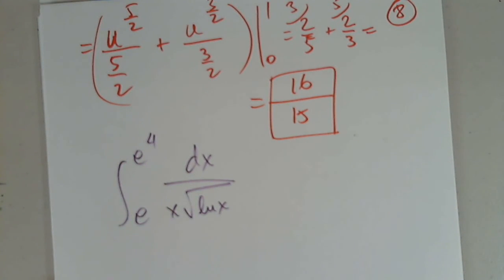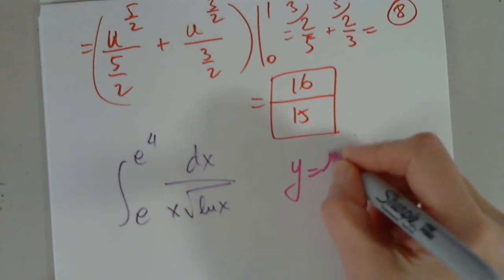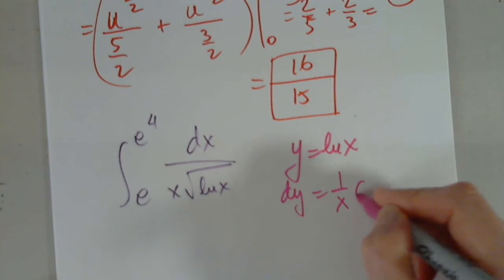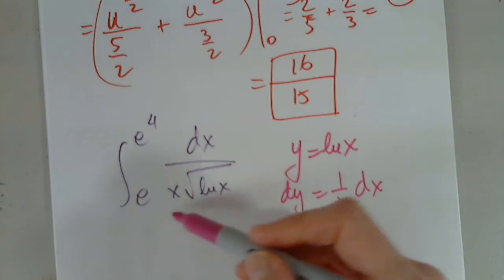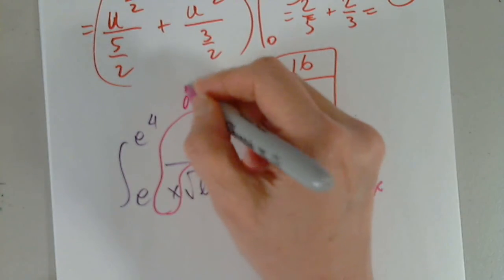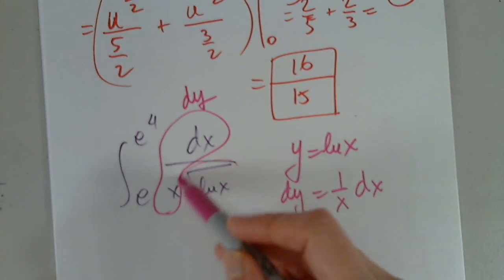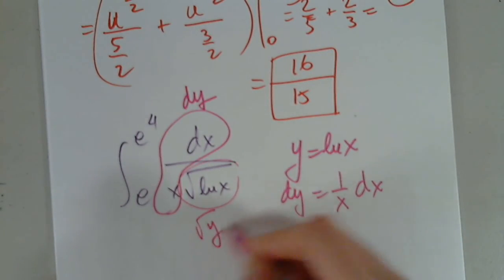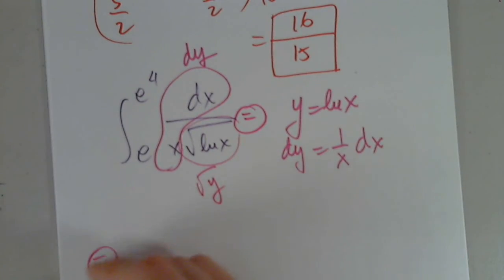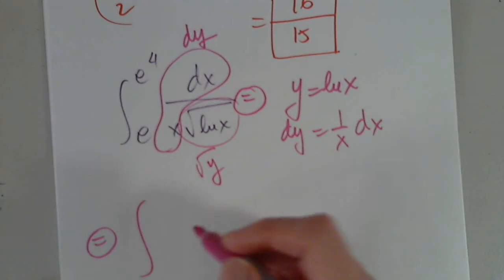y equals ln x. Very good. This is what I would like to try. As long as dy is in the problem. Of course, here it is. Dx over x. This is my dy. And this is the square root of y. Everything is accounted for. Do not copy the limits of integration.